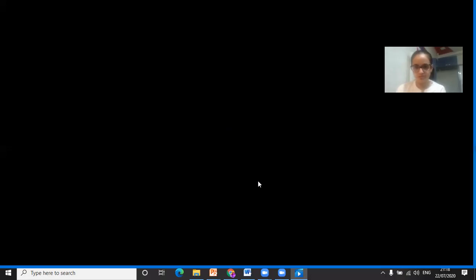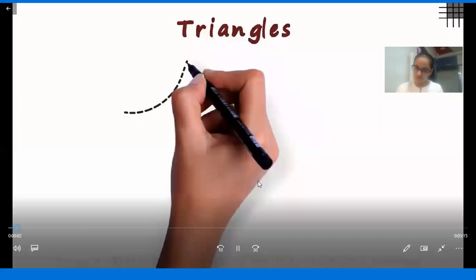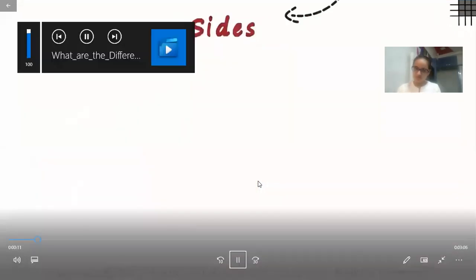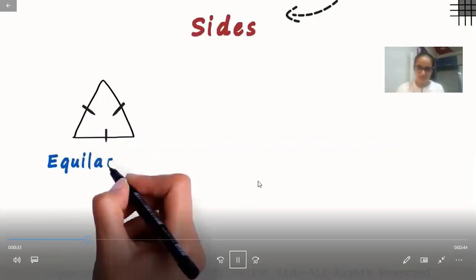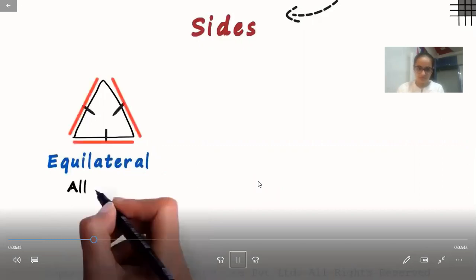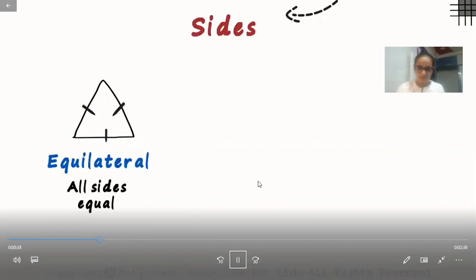Classify triangles. One way in which they can be classified is the lengths of their sides. Let's see how. So based on sides, the first kind of triangle is a triangle which has all its sides equal to each other. To show that they are equal, we put the same mark on each of the sides. This tells us that all three sides are equal. Such triangles are called equilateral triangles. Remember, all sides have to be equal. The word by itself tells you that. Equi is equal and lateral is side.